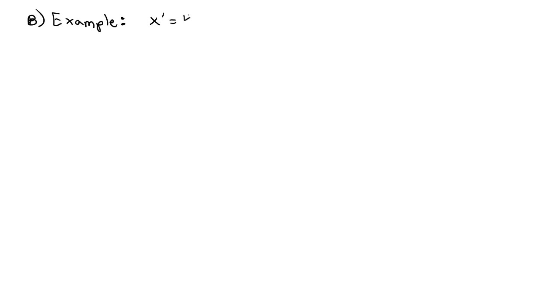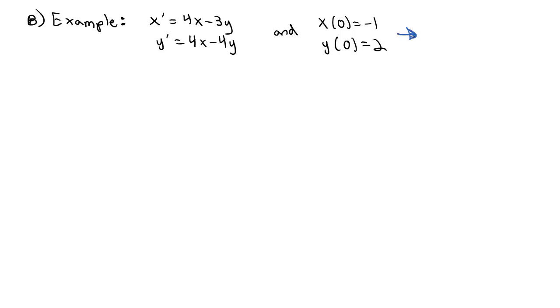Let's say x prime equals 4x minus 3y, and y prime equals 4x minus 4y. And we have some initial conditions that x of 0 equals -1, and y of 0 equals 2. We're going to come back to those initial conditions at the end to find what the constants are. But we can change this into matrix form as x prime is equal to the matrix (4, -3; 4, -4) times our x.